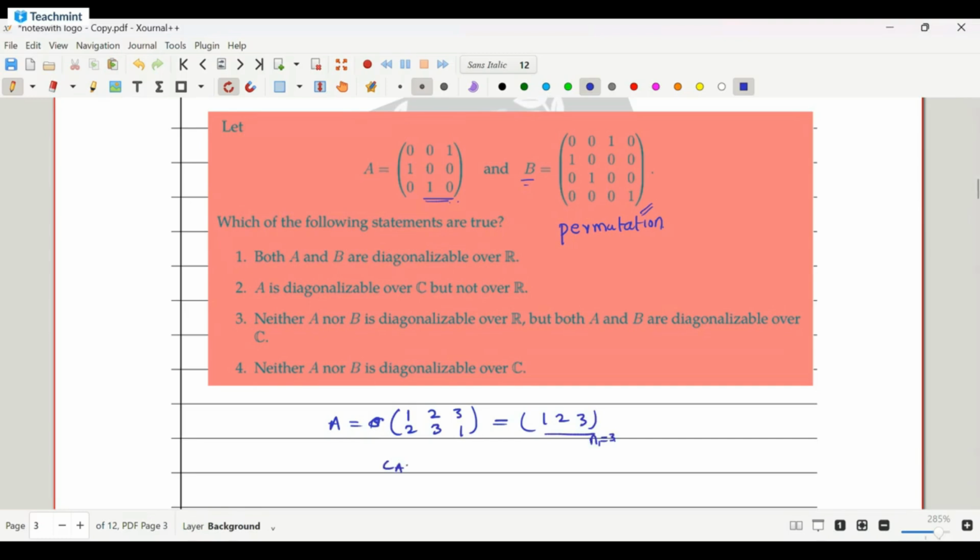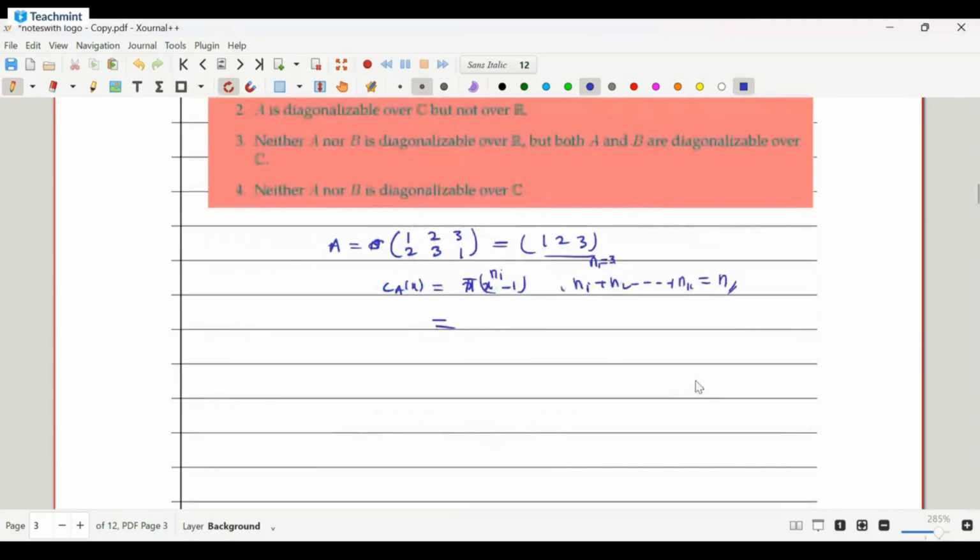So therefore the characteristic polynomial, sir, C of x equal to the product of x power ni minus 1, sir, where n1 plus n2 plus dash dash nk is equal to n, sir, where n1, n2, nk are the cycle decomposition. ఇక్కడ ఒకటే డీకంపోజిషన్ ఉంది, that n1 equal to n equal to 3 sir. So that means దీని యొక్క characteristic equation ఏంటి సార్? x cube minus 1. So therefore the permutation matrix is diagonalizable.